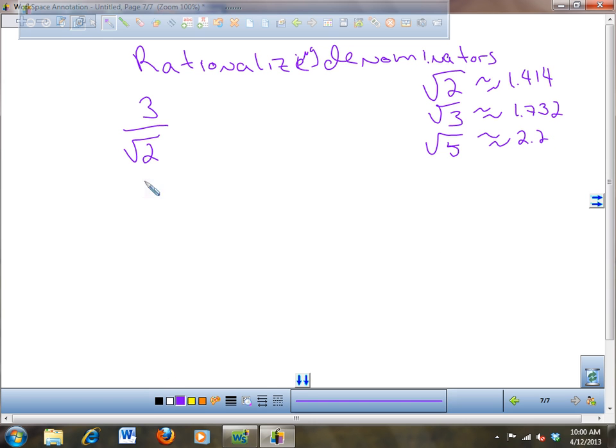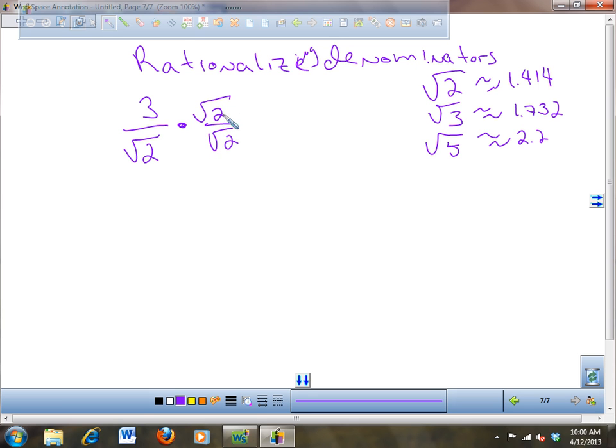The reason we rationalize denominators is that a lot of times you come up with answers with square roots in the denominator, and you want to get rid of the square root because it's easier to get a sense of what that number is. For instance, 3 divided by the square root of 2. It's hard for me in my head to take 3 and divide it by 1.414. But if I rationalize it, and the way you rationalize it is by multiplying by 1, but you call 1 something funny. You call 1 root of 2 over root of 2.